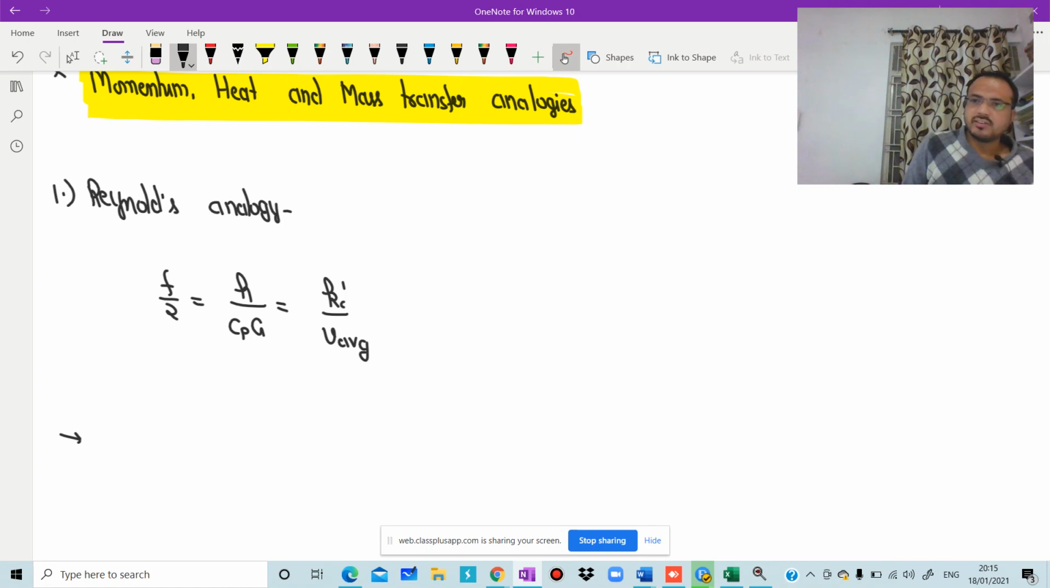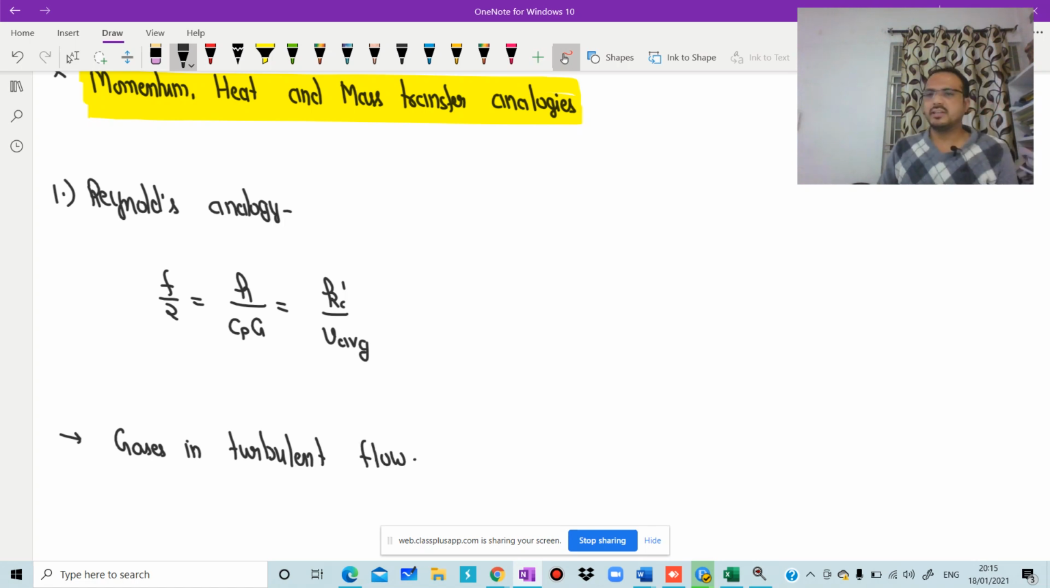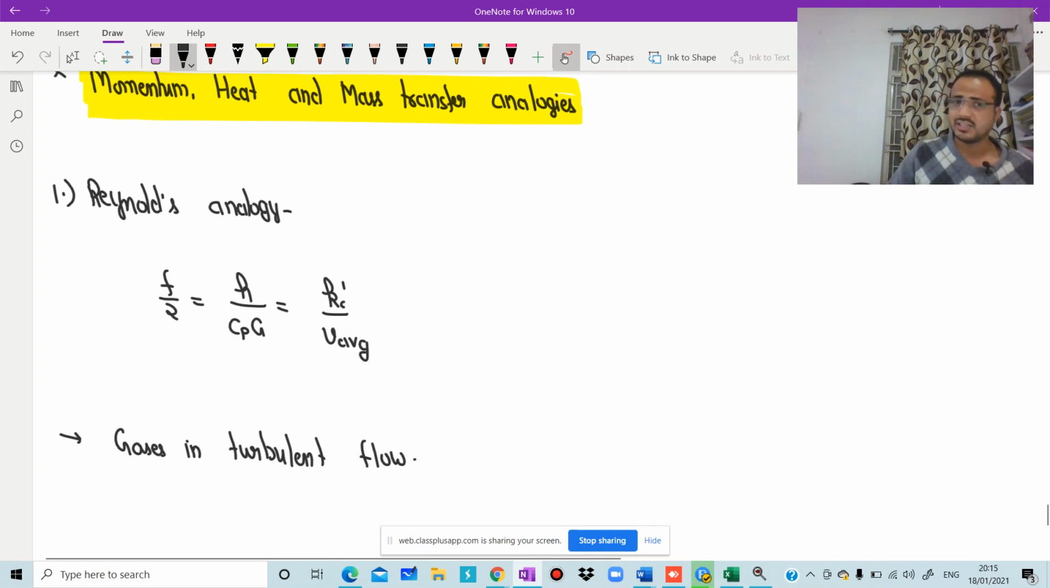And the validity of this analogy is for gases in turbulent flow. In class, we have already discussed in an elaborative manner each and every point, which terms we need to neglect, which terms we need to consider, and in which case it will fail. Already they asked this question in GATE 2002 that the Reynolds analogy is applicable for gases in turbulent flow.